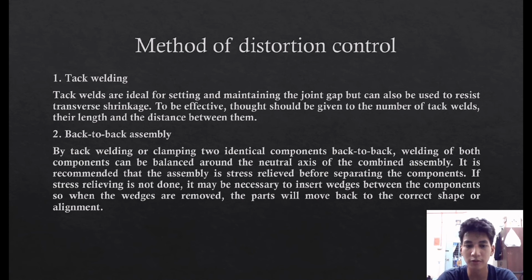The second is back-to-back assembly. By tack welding or clamping two identical components back-to-back, welding of both components can be balanced around the neutral axis of the combined assembly. It is recommended that the assembly is stress relieved before separating the components. If stress relieving is not done, it may be necessary to insert wedges between the components, so when the wedges are removed, the part will move back to the correct shape or alignment.